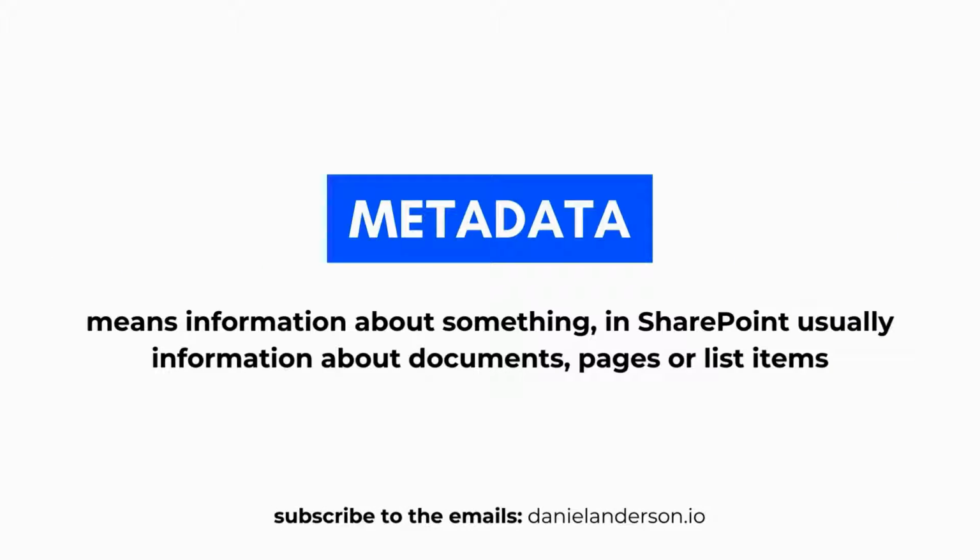So the first thing we're going to need to understand is the term metadata. Now, metadata means information about something. So in SharePoint, it usually is information about documents, about pages, and about list items themselves. So if we think of a policy, for example, a policy might have associated metadata of expiry date, policy type, document owner. So those three pieces of information are what we call metadata. That metadata is associated or information about a policy.